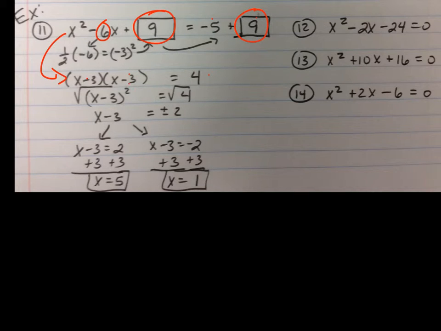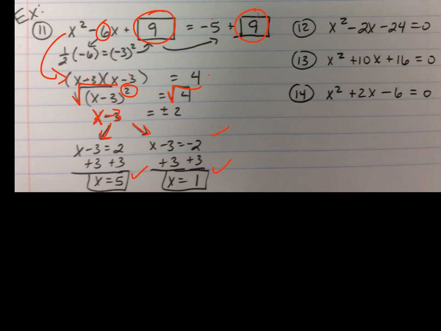I then combined these to make a square, and then I took the square root of both sides, leaving me with x minus 3 equals plus or minus 2. Now that gives me two equations. X minus 3 equals 2, and x minus 3 equals negative 2. Add 3 to both sides, and you get x equals 5 and x equals 1.